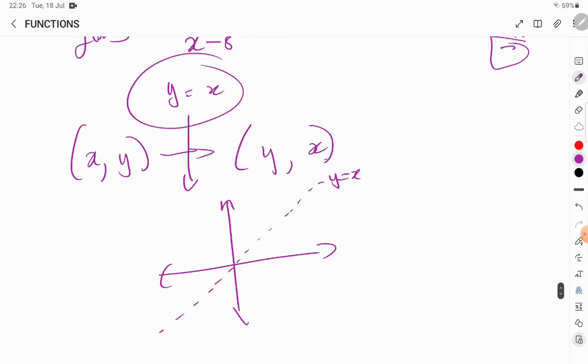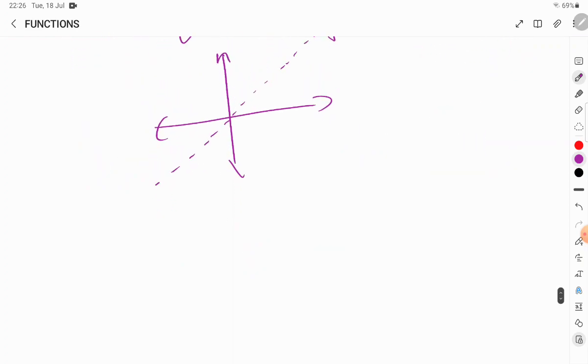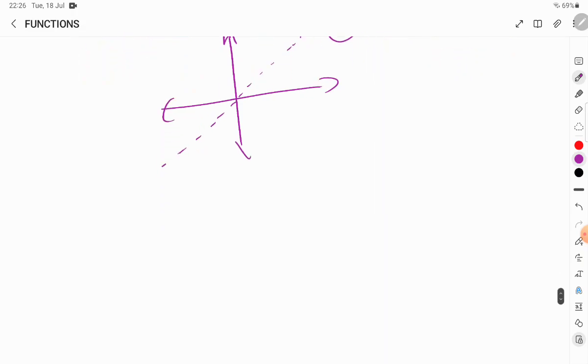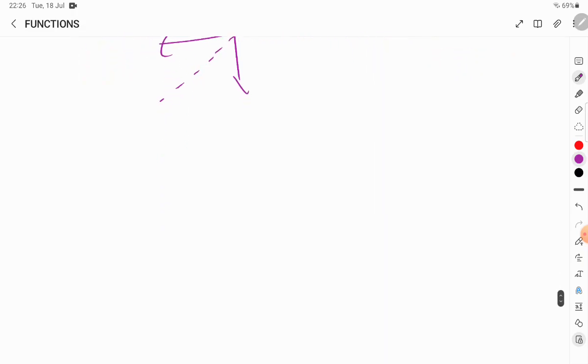We should have a term for it. We call this an inverse of the other point, right? So you find an inverse of a graph, which is just, you find it after taking the reflection about y is equal to x. So let's do a quick example.